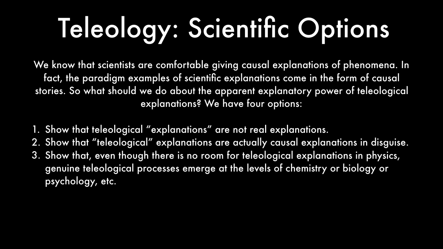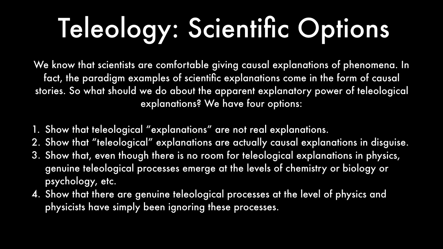Or 3, show that even though there's no room for teleological explanations in physics, and it seems like physics does not talk about teleology, it just talks about causal relations between things, genuine teleological processes emerge at levels that are higher than physics, like chemistry or biology or psychology. If we choose 3, then we're going to have to make sense of this notion of emergence, where new teleological processes can emerge at higher levels. Or 4, we could show that there are genuine teleological processes at the level of physics, and that physicists have simply been ignoring these processes.